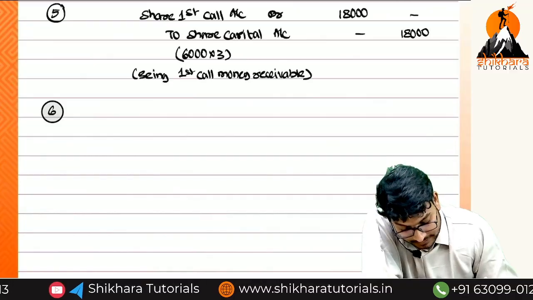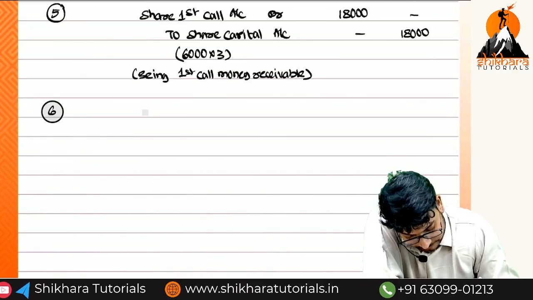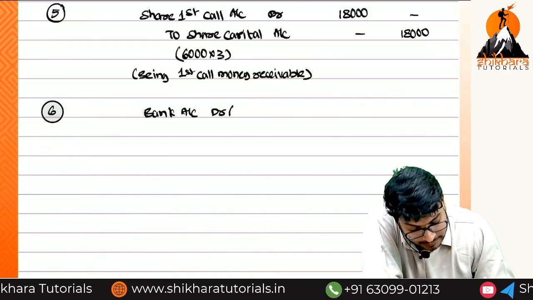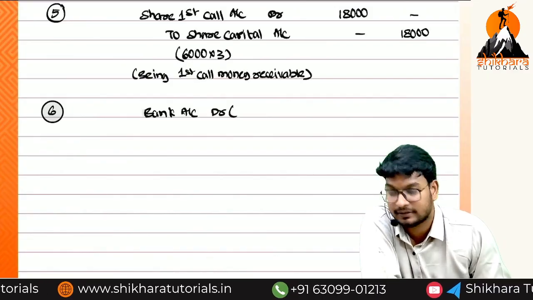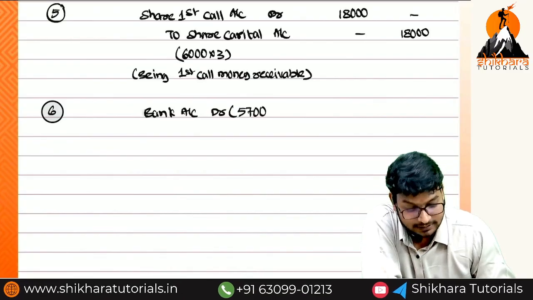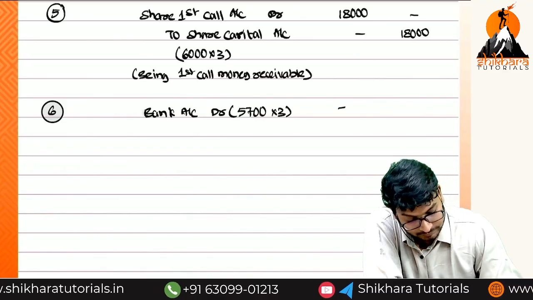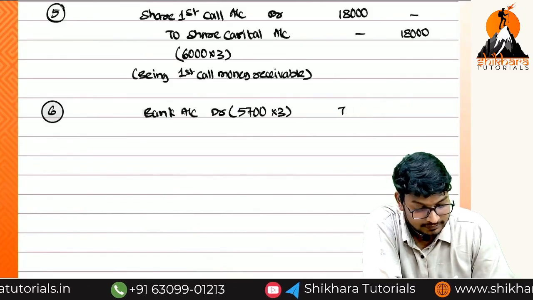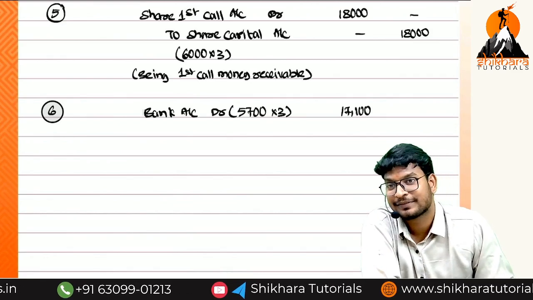Bank account debit how much? Even though you have 6,000 shares, we have not received on 300. That is called how much? 5,700 into 3 rupees. That is called how much? 17,100. Okay?